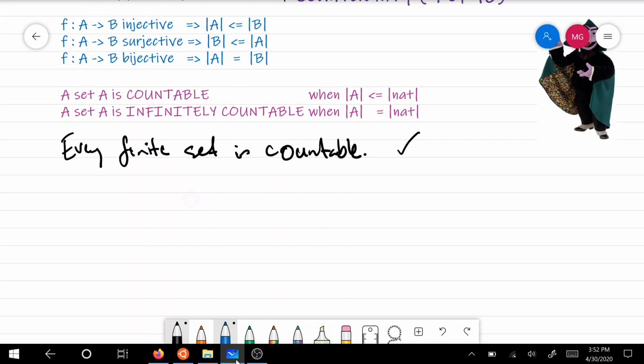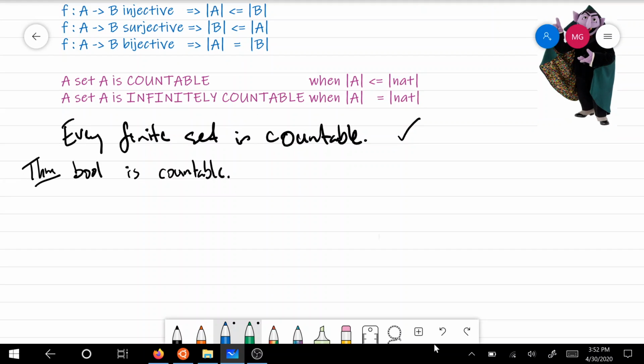Let's first show that bool is countable. Okay, so how would we prove this theorem? Well, the result that we need is that the cardinality of bool will be less than or equal to gnat. How do you show that? Well, we have two options. We could either come up with an injective function from the bools to the gnats, or we come up with a surjective function from the gnats to the bools. I'll quickly do both for you.